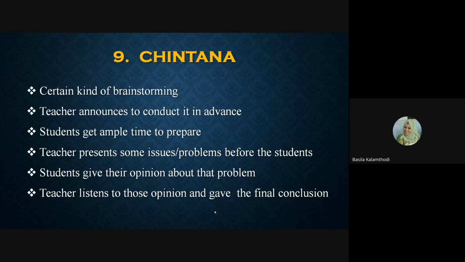Right. So before I proceed, I think brainstorming is not a very new term. All of you are aware of this. So what do you understand by brainstorming? I wanted to know from you people. So Mujtaba sir, Basla ma'am, and other people.